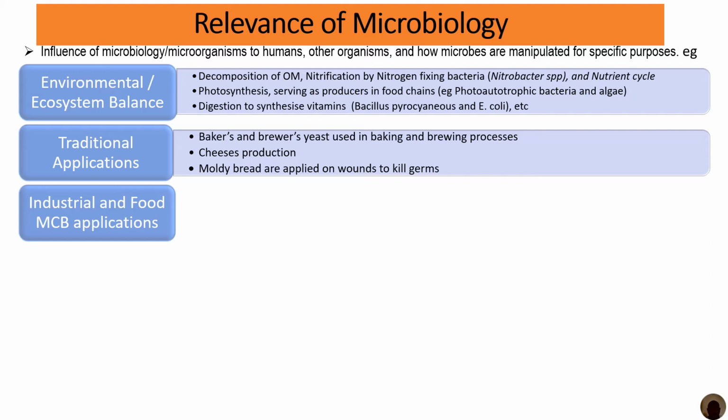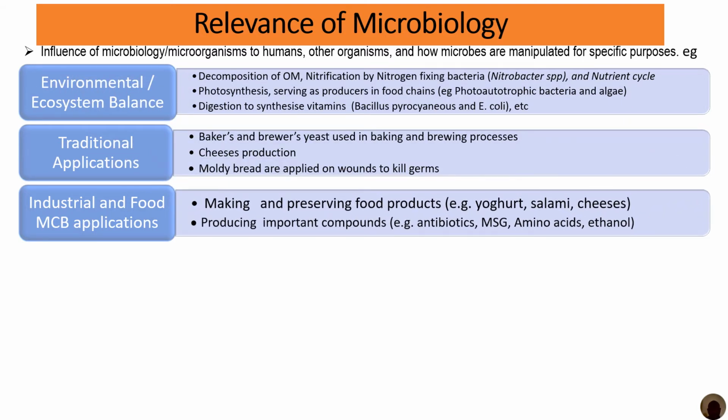Now, the knowledge of microbiology also helps us to apply it in modern applications, to apply microbiological knowledge for certain benefits, like in industrial and food microbiology. Study of microorganisms helps us to apply microorganisms in food and industries to produce important products. For example, in making and preserving food products such as yogurt, salami, cheese, and so on. In the production of important compounds such as antibiotics, monosodium glutamate, amino acids, sweeteners such as aspartame, solvents like ethanol, propanol, and so on.